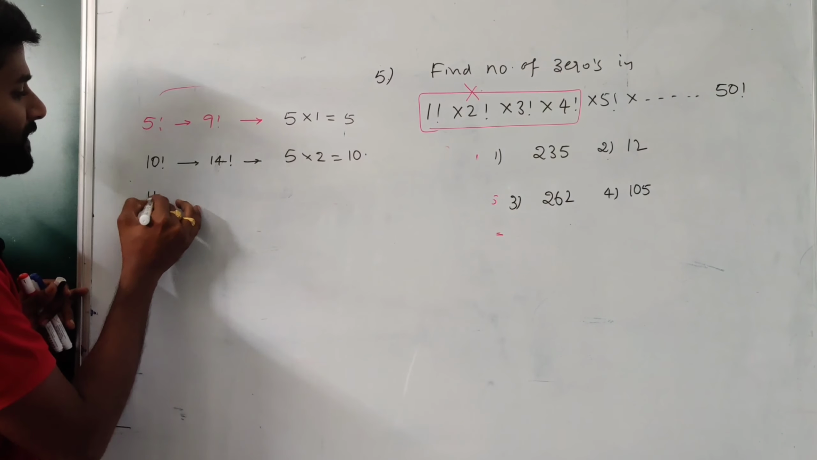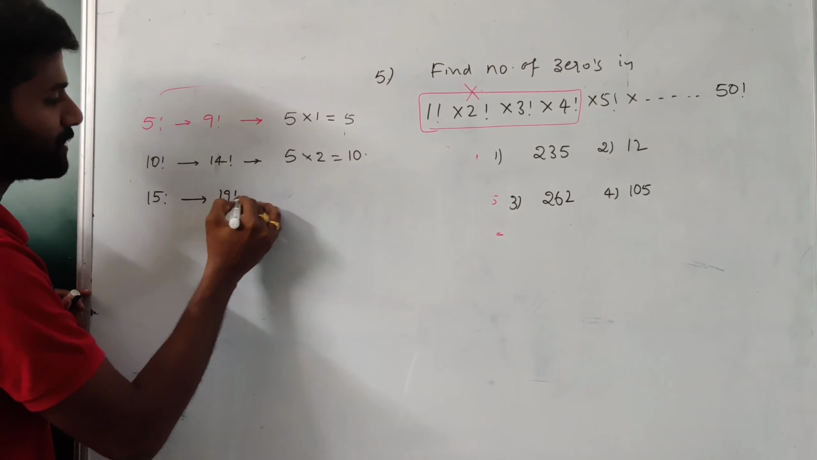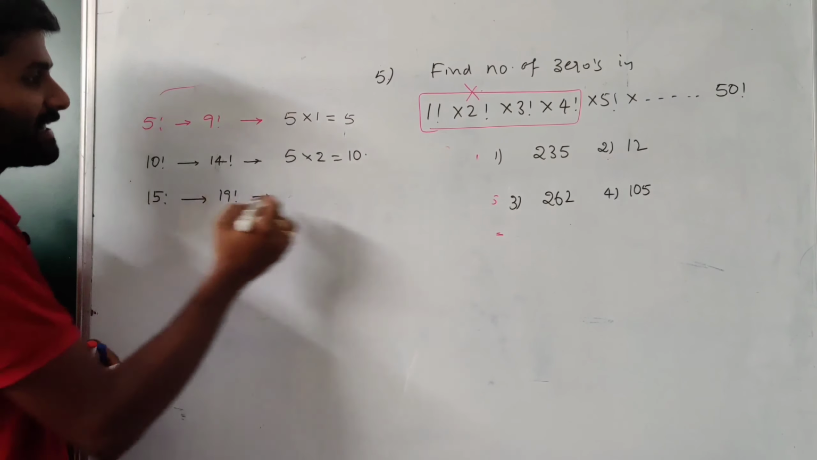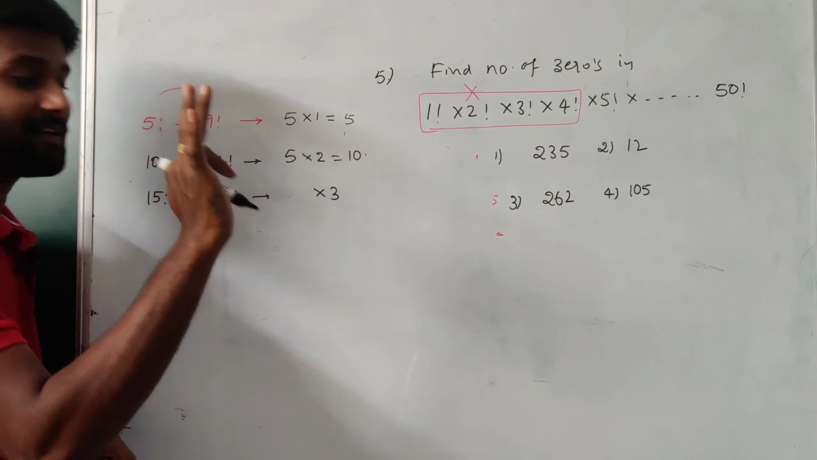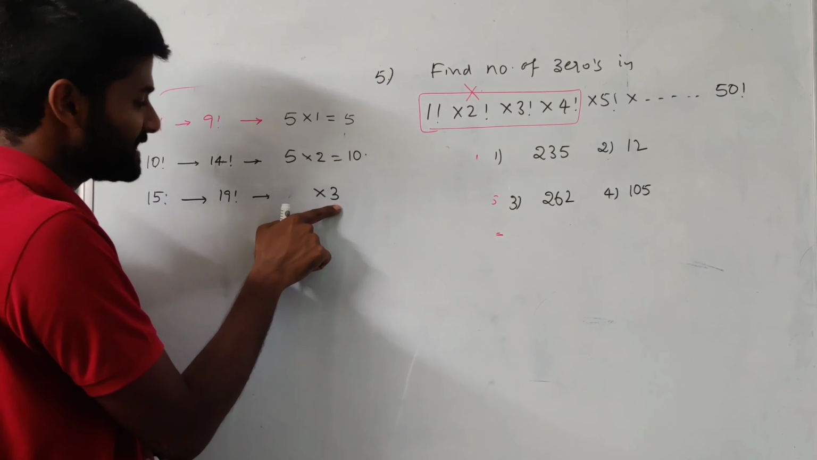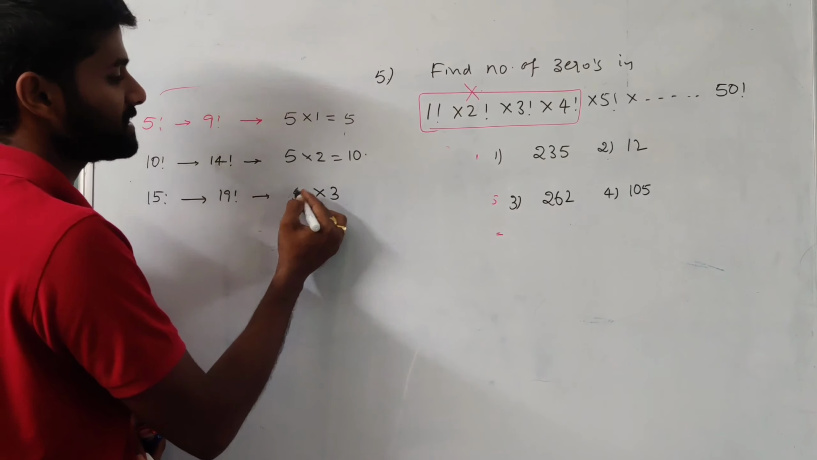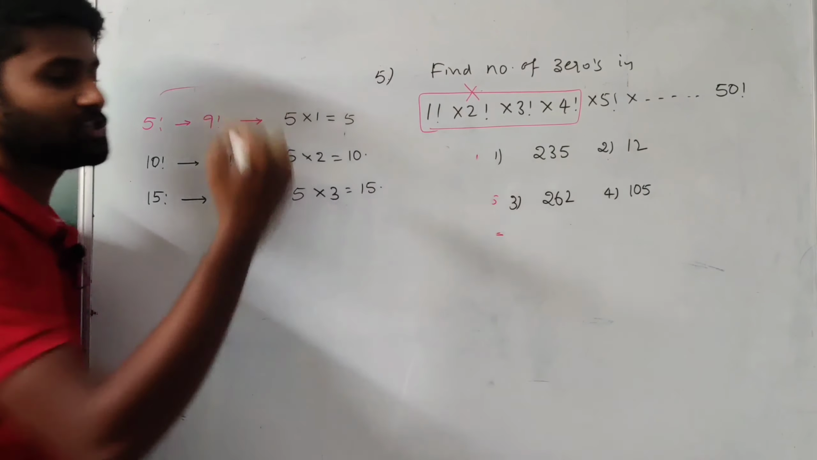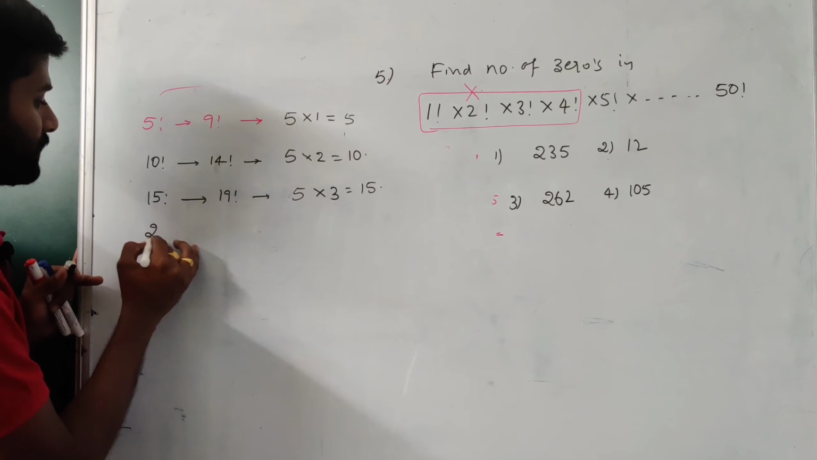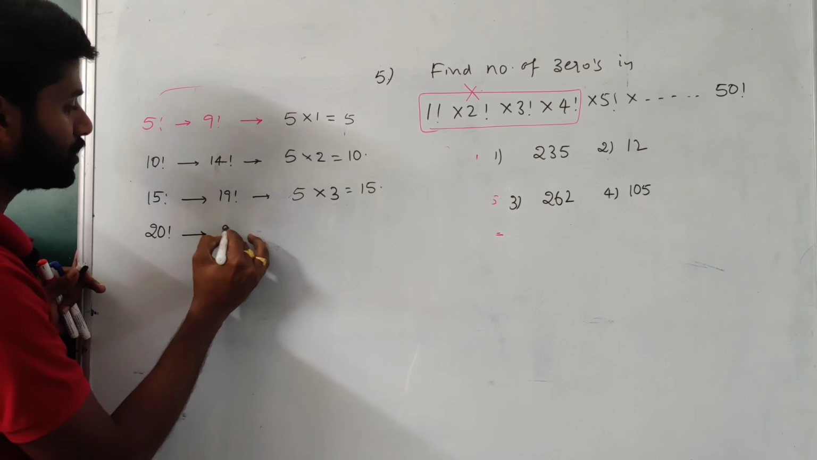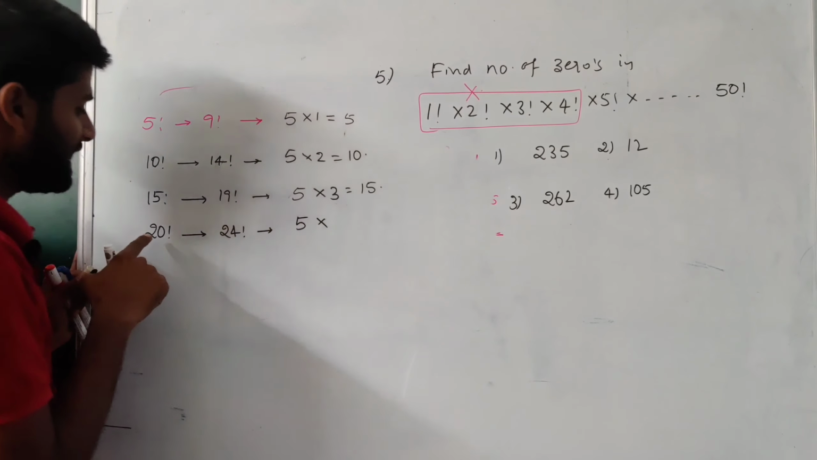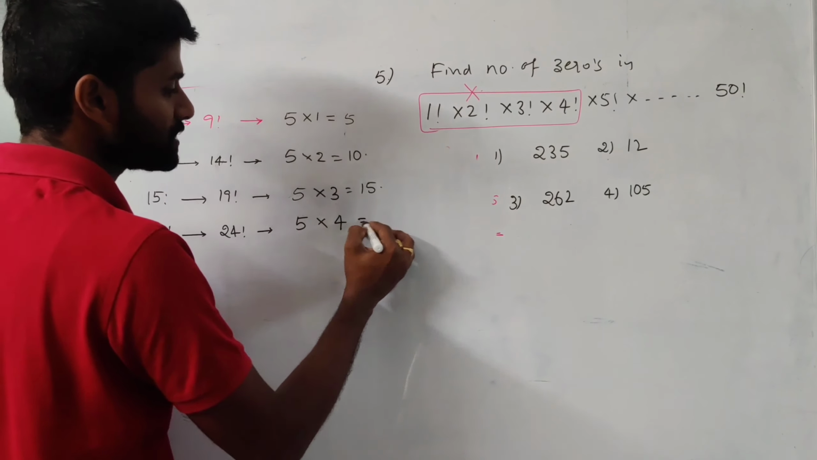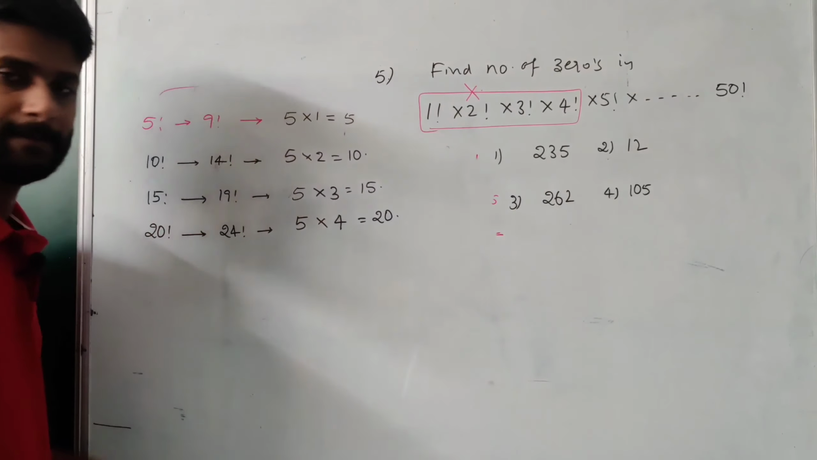Next, 15 factorial to 19 factorial. Each factorial consists of 3 zeros. Why? Because 15 divisible by 5 we get 3. Each factorial has 3 zeros and we have 5 numbers. 5 3's are 15 zeros. Next one, 20 factorial to 24 factorial. We have 5 numbers, each number consisting of 4 zeros. The total number of zeros is 20.